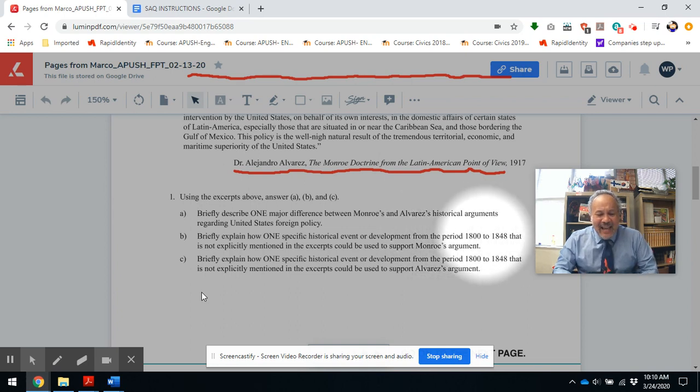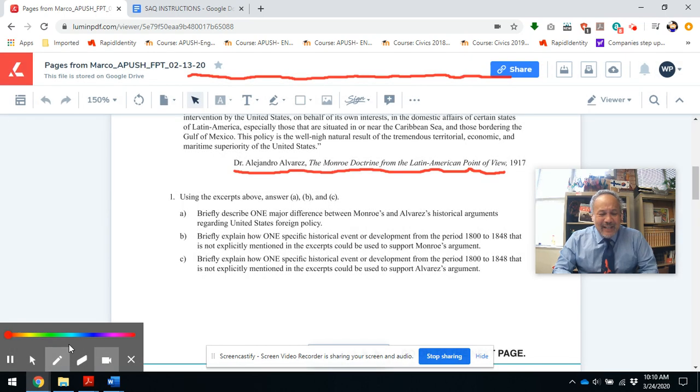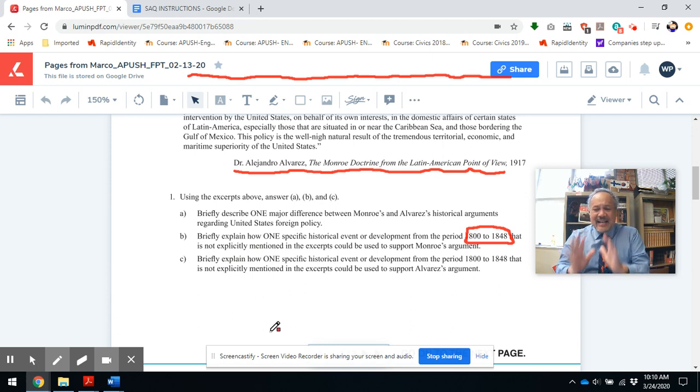Anytime you see that, you need to really emphasize that you are designated to a certain time period. You can't go out of that range, or the graders are going to say, oh, you went out of the range. You're talking about the Civil War, the Spanish-American War, the American Revolutionary War? You're out of the range. Stay in that range.